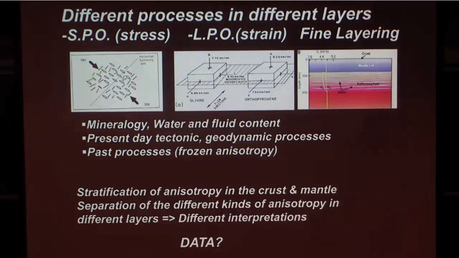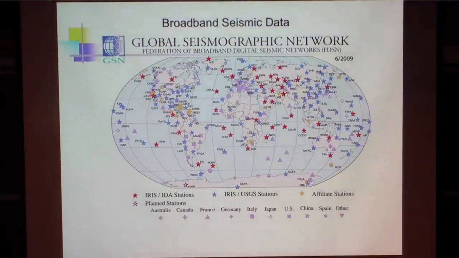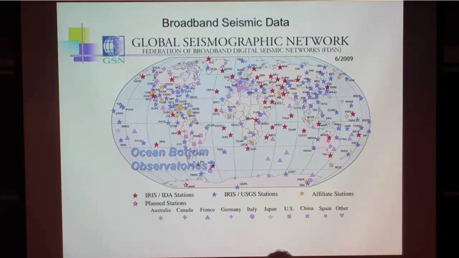Okay, so now to measure anisotropy, we need seismic data. And I only want to mention that what we use are basically broadband data, and we have the backbone of the Federation of Digital Seismic Networks. And as you can see, we have, during the last 30 years, more than 300 stations, so we have good coverage almost everywhere on the continents, except in Africa. And we have also some stations on islands. But of course, the coverage is far from perfect because we have no stations on the seafloor. And so in the future, we expect to improve the coverage of the whole Earth by installing ocean bottom observatories, or at least portable ocean bottom stations.